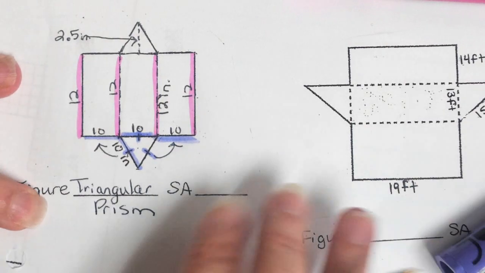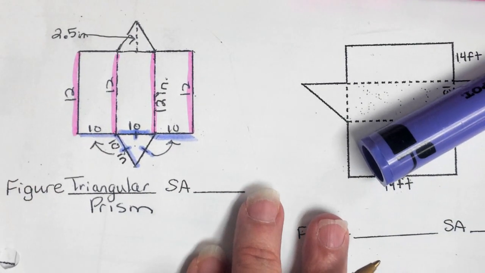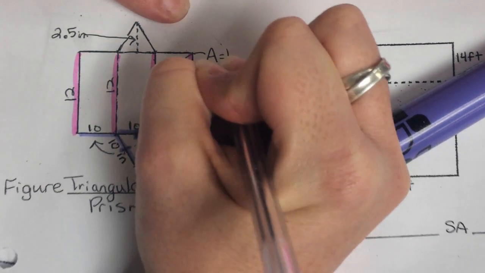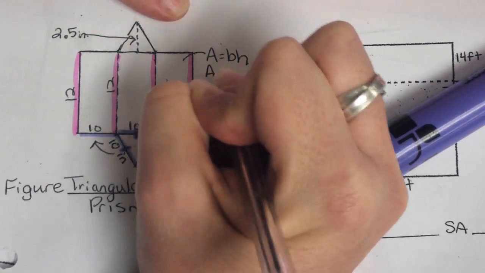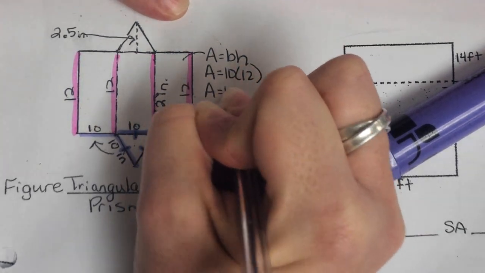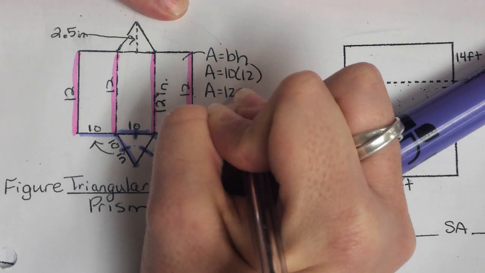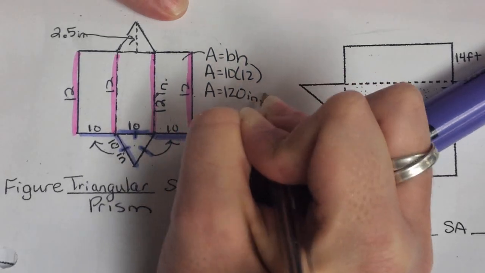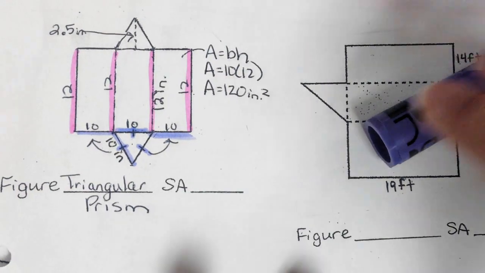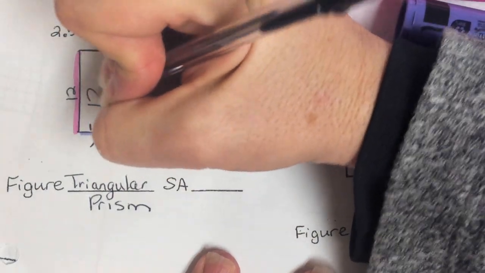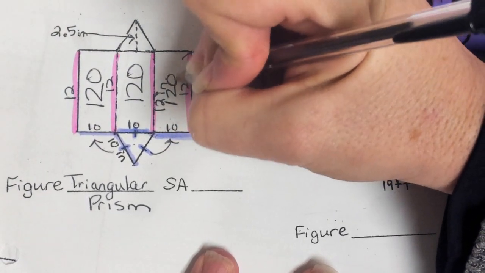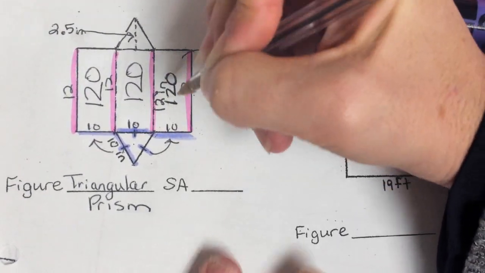Okay, so let's do the rectangle. Just a big fat rectangle in the middle. It is base times height, 10 times 12, which is 120 inches squared. Okay. Now, go over here and put 120. Okay.